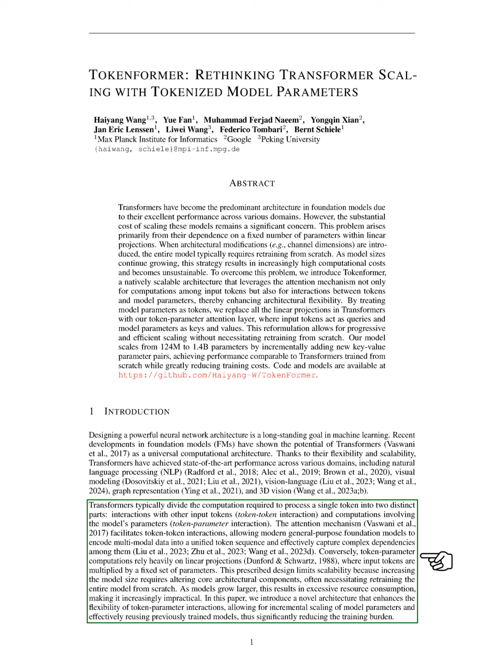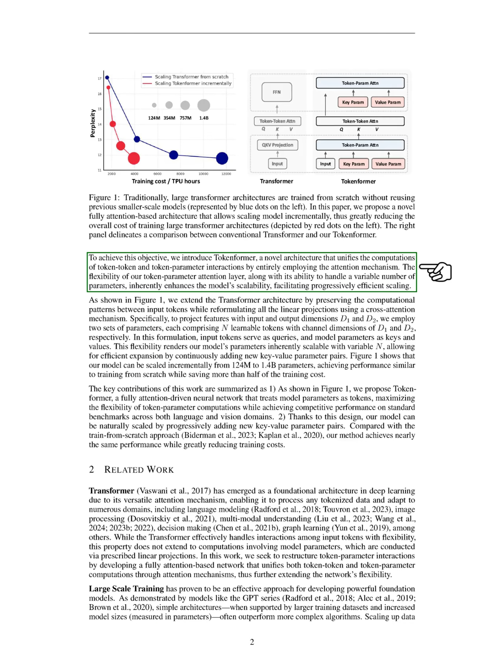To address these challenges, we introduce Tokenformer, a new architecture that enhances the flexibility of token parameter interactions. This allows us to scale model parameters incrementally and reuse previously trained models, significantly reducing the training effort. Tokenformer unifies the computations of token-token and token parameter interactions entirely through the attention mechanism. Our token parameter attention layer can handle a variable number of parameters, improving scalability.